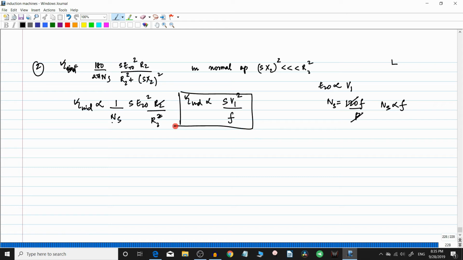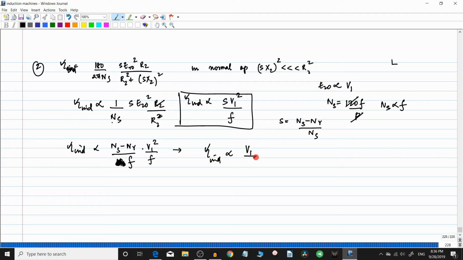But the actual relation that we are interested in is the torque induced. So what is slip? You know that slip is equal to Ns minus Nr divided by Ns. That also we can substitute here, into V1 square by F. Now you know that Ns is proportional to frequency, so we can replace this term Ns by frequency. So what you will get finally is that the torque induced is proportional to, see, this is now F into F, which is F square.